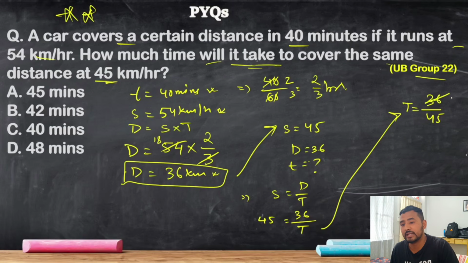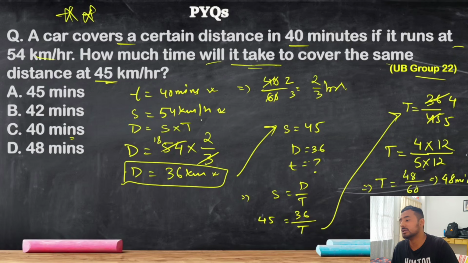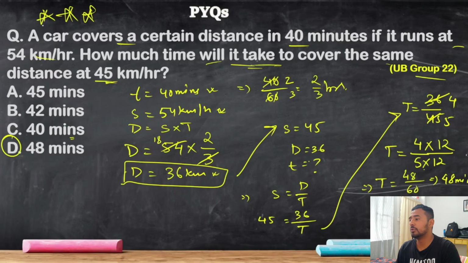You cancel by 9: 4, 5. So time will be 4 by 5. But we need it in minutes, right? This is an hour. To convert to minutes, what should you do? 5 into 12 is 60 minutes. You multiply 4 by the same. You get t equal to 5 into 12 is 60, 4 into 12 is 48. So our answer will be 48 minutes. So 48 minutes will be the correct answer for this question, which is option number D. I hope this is clear. If not, rewatch and rewind.